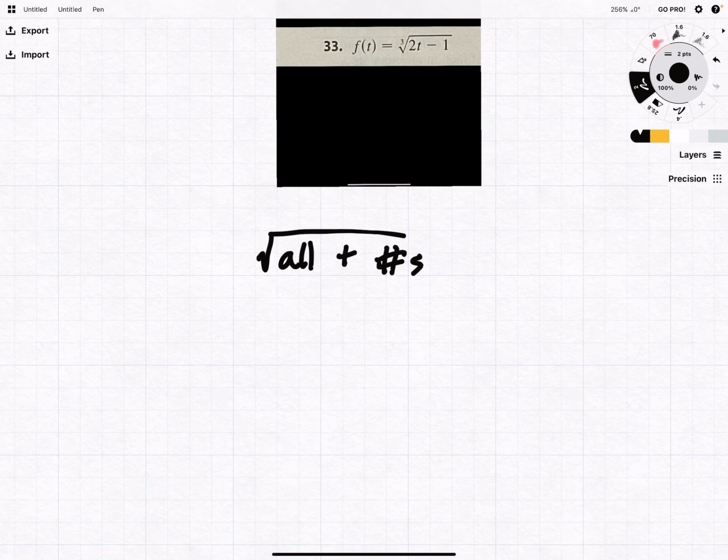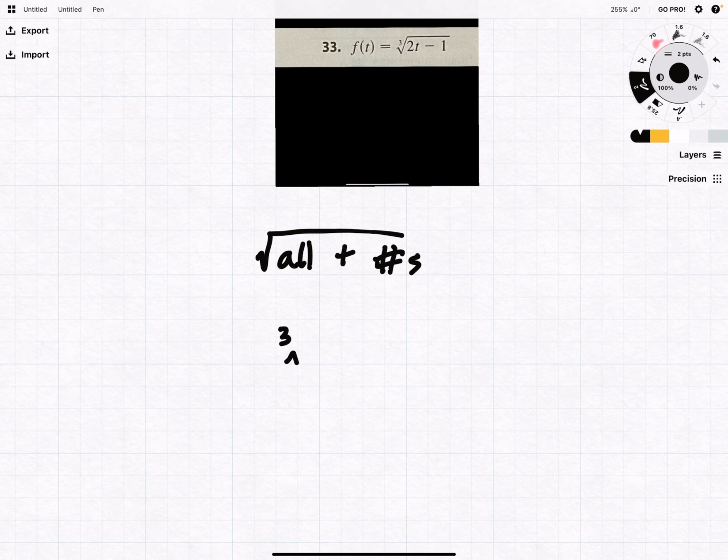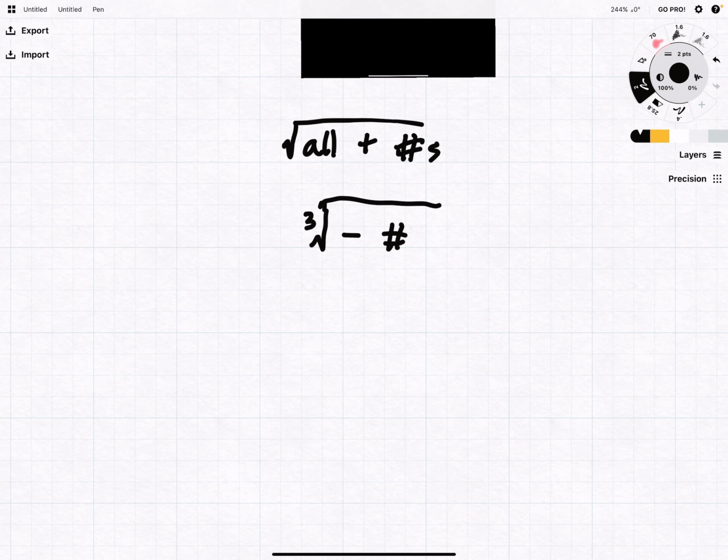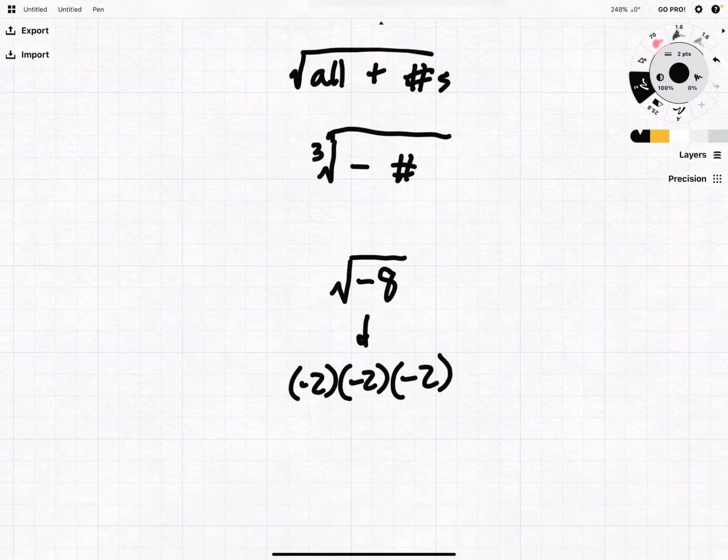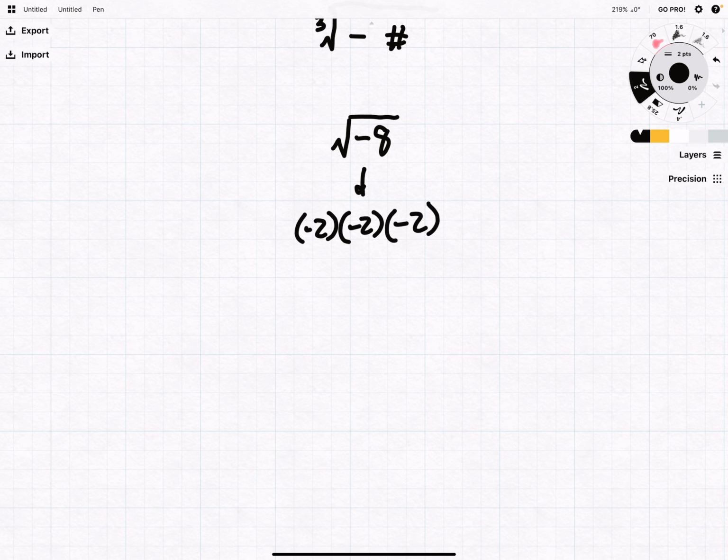But it's a little bit different when we have a cubed root. And the reason that's different is because you can have negative numbers under a cubed root. For example, if we were taking the cubed root of negative 8, that is equal to negative 2 times negative 2 times negative 2, right? The first negative 2 times negative 2, the negatives will cancel each other out, and you'll get 4. But then, when you multiply 4 by negative 2, you will get a negative 8.